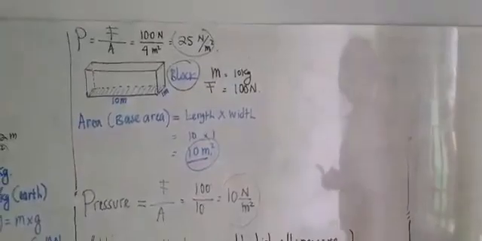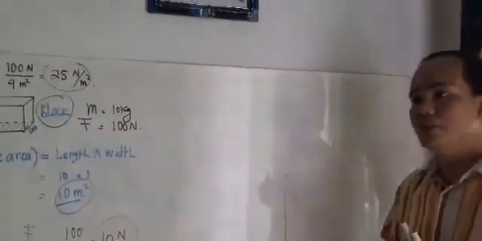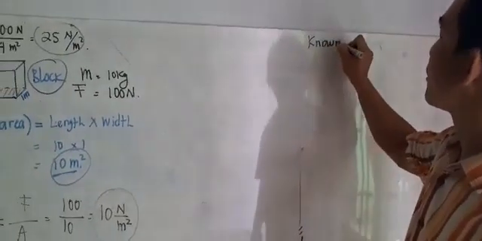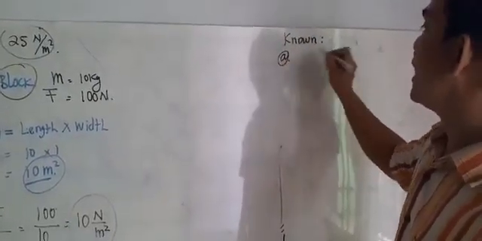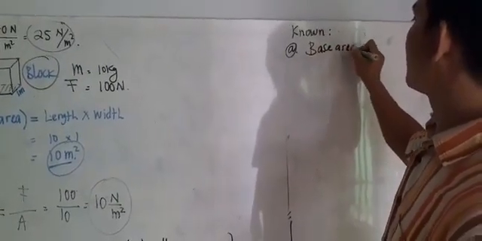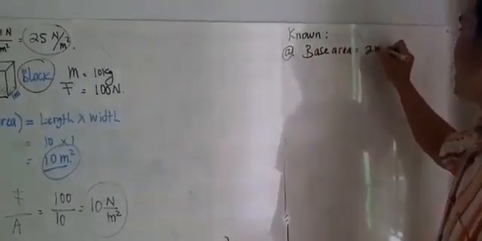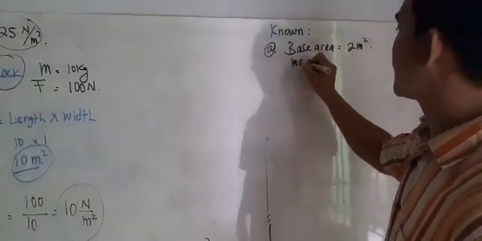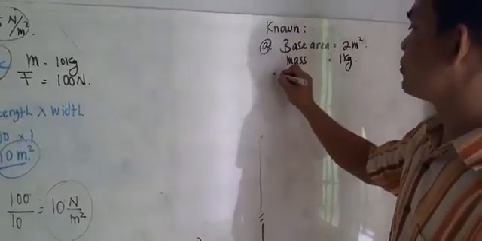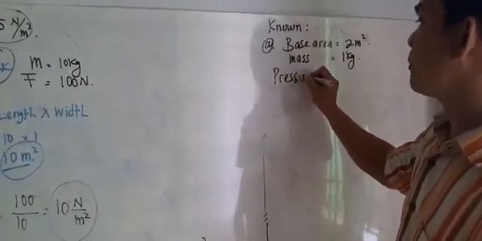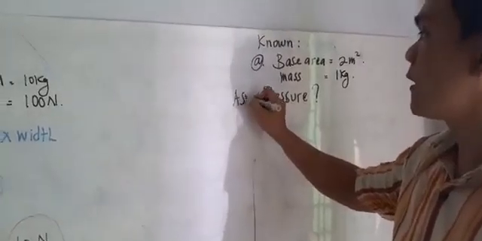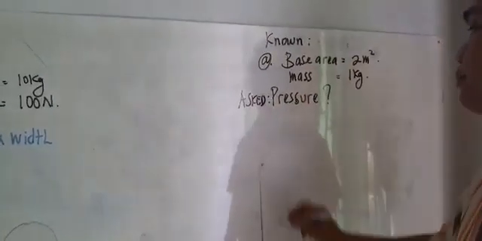So now let's continue to a new example. Known that an object has a base area of 2 meters squared and a mass of, say, 1 kilogram. So what is the force? What is the pressure?